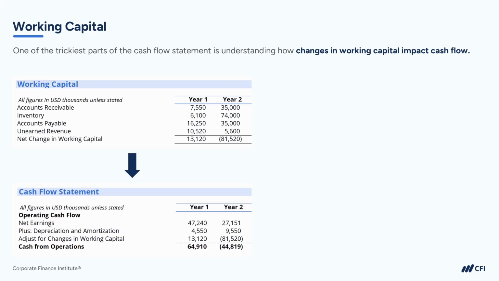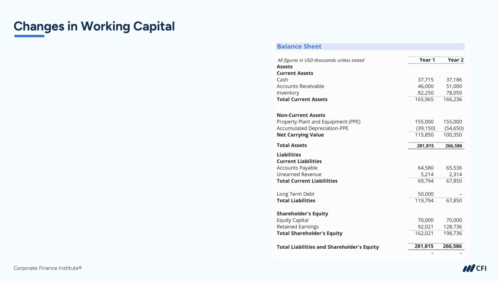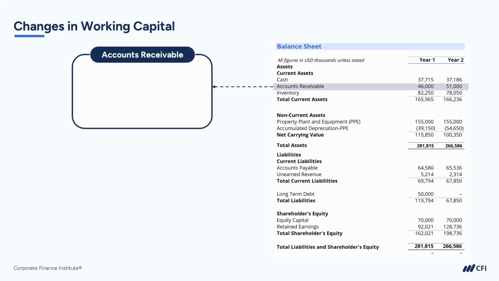Now, when we're dealing with transactions that have an indirect impact, we need to look at what has changed, and then determine if that indicates an increase in cash flows or a decrease in cash flows. Let's look at accounts receivable, inventories, accounts payable, and unearned revenue individually. So we're going to start with accounts receivable.